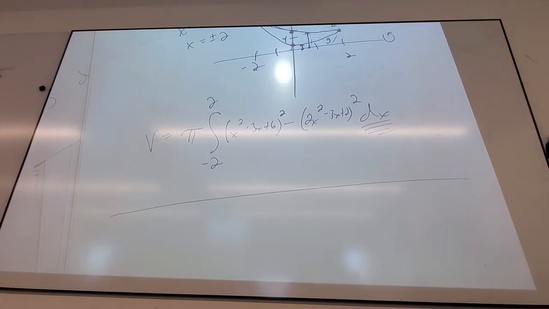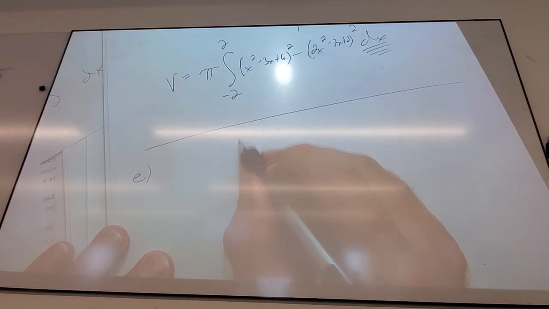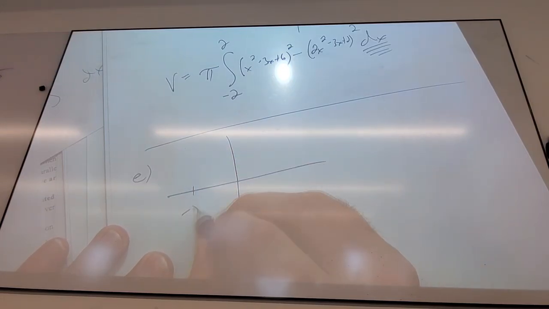Alright, so let's do E. E is using the exact same region. So let me sketch it out real quick.